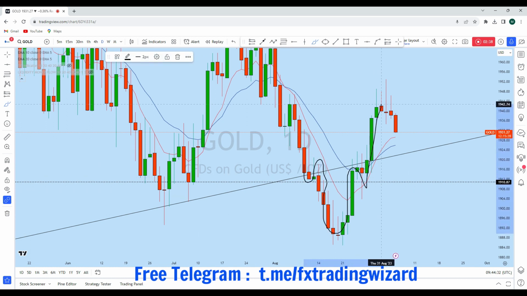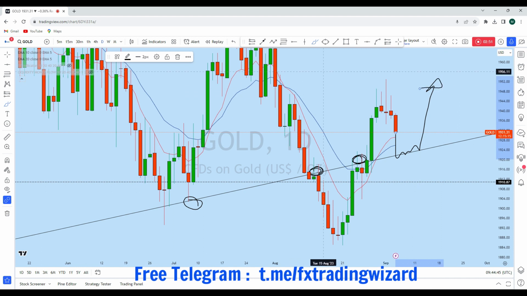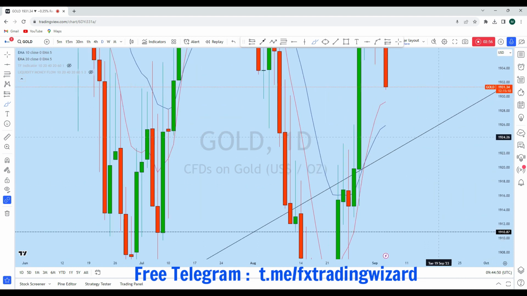After the break from this inverted head and shoulders, we can now expect a retest of this liquidity zone. This is the previous resistance, here support. We can expect it to be tested as support, and from that zone we can expect gold to move to the upside to create a new higher high.